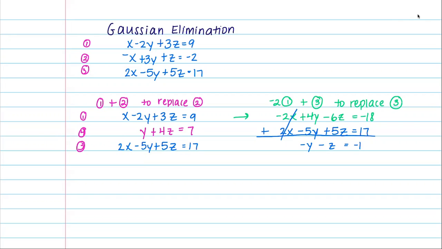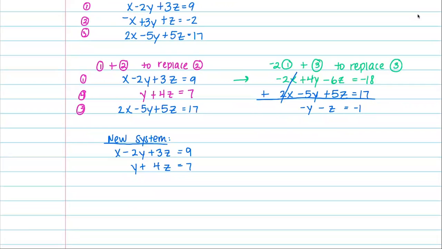So my new system, let's go ahead and write it over here. So I have equation 1 is the same. Let me go right over here, new system. So far I have this first equation is the same. I have my new equation 4, and now I have my new equation 5. So I'll go ahead and label these. This is the original. This is what we called equation 4, and this is my equation 5. All right, so I'm almost there, right?